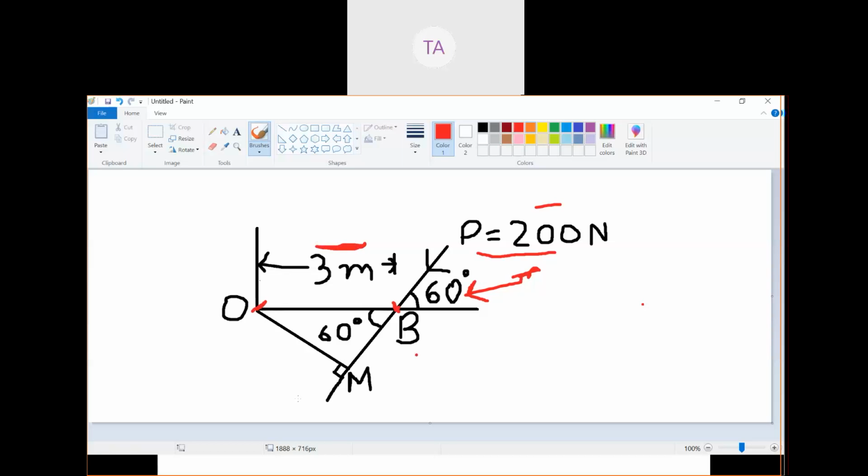Don't get confused with this. This is just 90 degree. That is why I am giving that perpendicular symbol. Here it is 90 degree. Don't get confused with this. I guess everyone knows it.